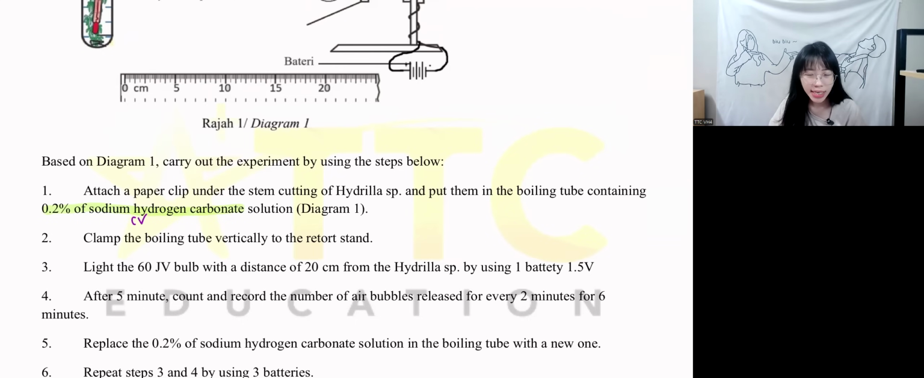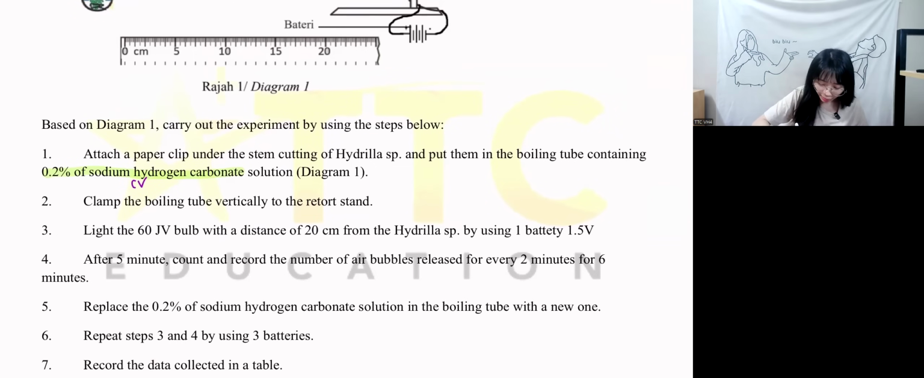Clamp the boiling tube vertically to the retort stand. Light the 60 watt bulb, with a distance of 20 cm from the Hydrilla species, by using one battery, 1.5 voltage. So 20 cm is also a constant variable. This one, later you will know, is your manipulated variable. After 5 minutes, 5 minutes is also your constant variable.